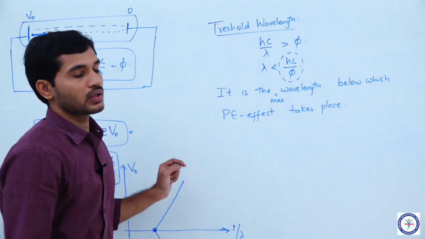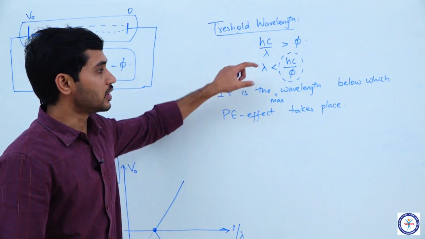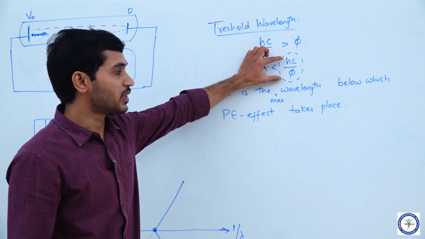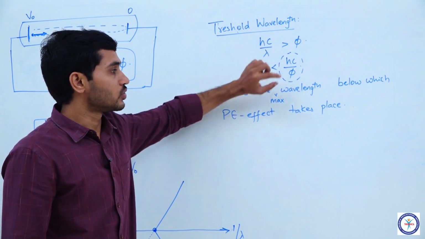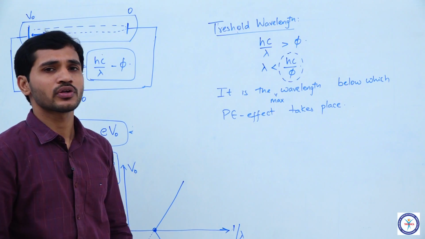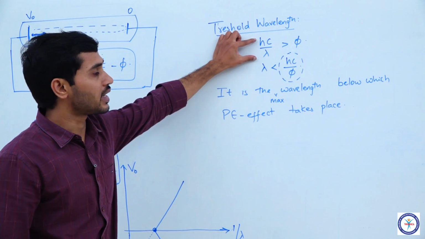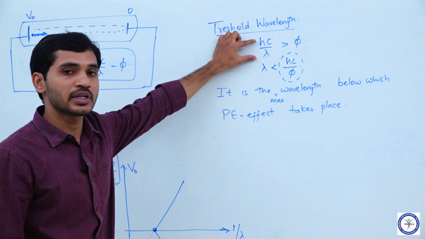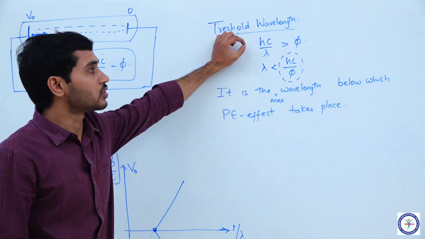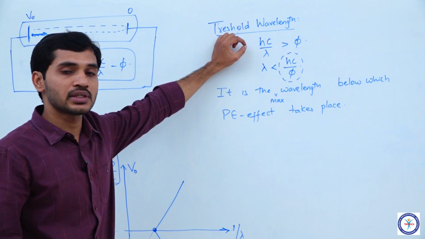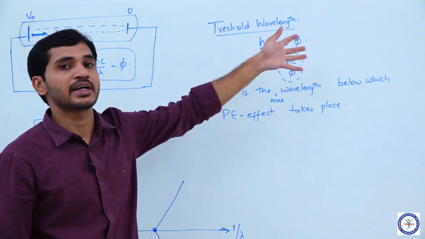So, the wavelength of light needs to be lesser than this particular value hc by phi. Only then does the photoelectric effect take place. You can also define threshold frequency in the same manner. You all know that hc by lambda can also be taken as h nu. So, threshold frequency can also be defined with h nu greater than phi.